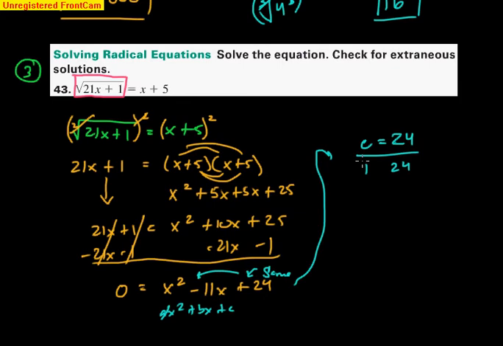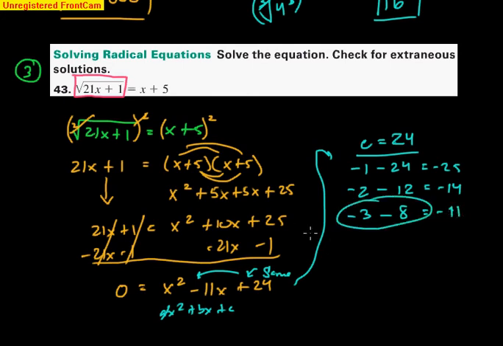So then I look at the middle sign. They are negative. So we're going negative, negative. That's negative 25. That's not negative 11. Go back to the drawing board. 2 and 12. Negative and negative. That is negative 14. That's not negative 11. Go back. 3 and 8. Negative and negative. That is negative 11.